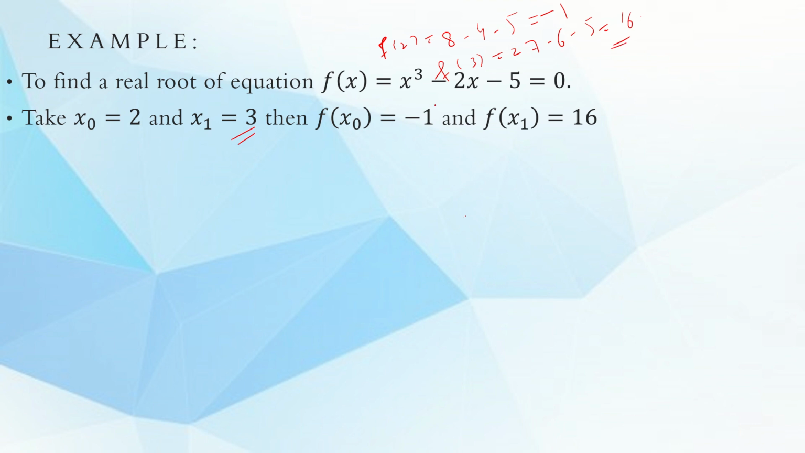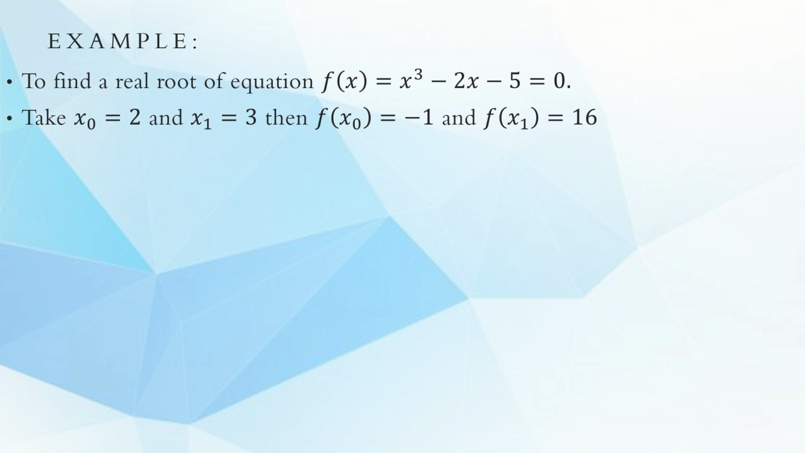We don't care about the sign of the value of the function at the initial taken points, which is important in the case of the regula falsi method. It is not important in the case of the secant method. We do find the values of the function at the given points, because when we want to find x2, we would need f naught and f1. Let me call this one f naught and this one f1, just for the sake of simplicity.